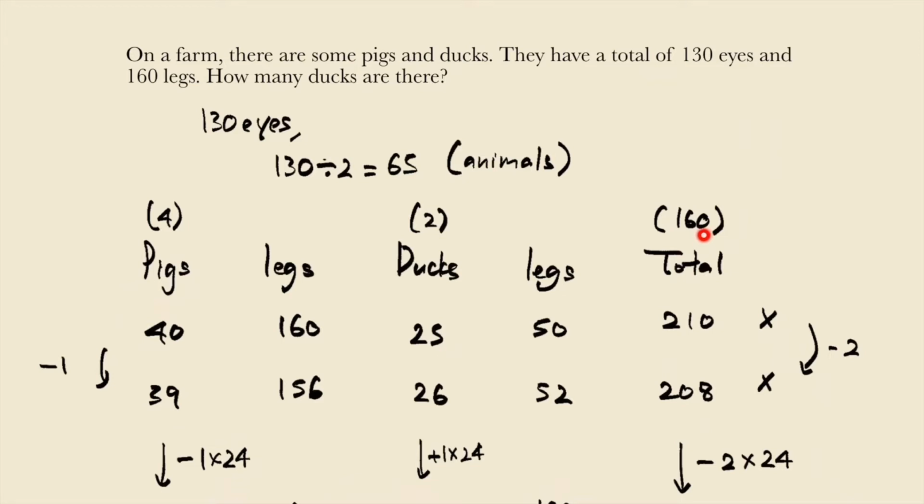Okay, so we can start with 40 and 25, making sure that the total is 160 in terms of legs. And we get too many legs. Let's reduce the number of pigs by 1, increase the number of ducks by 1. We get 208. So when I decrease by 1 here, I get a decrease of 2.